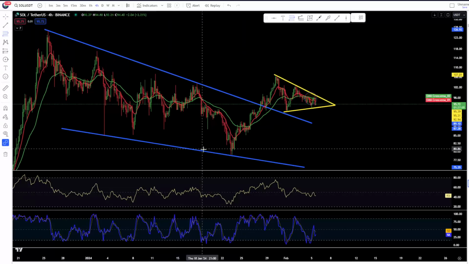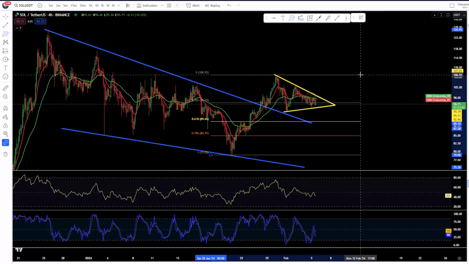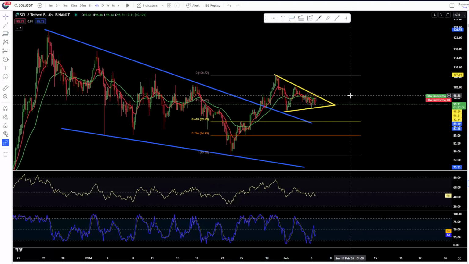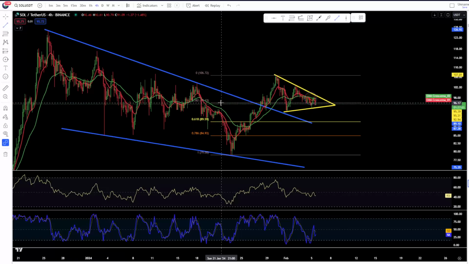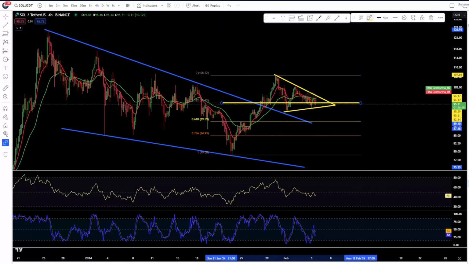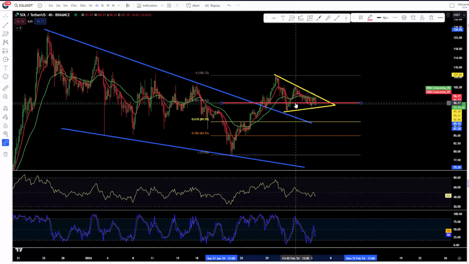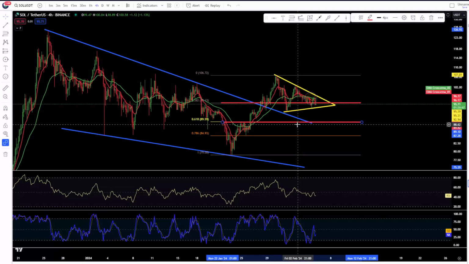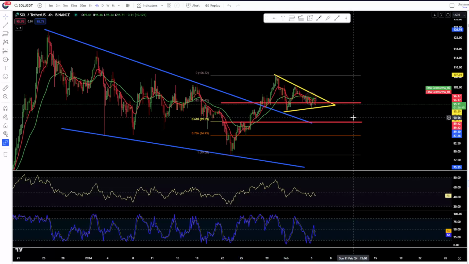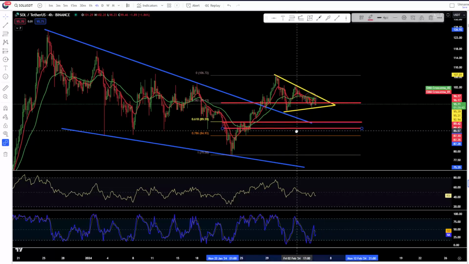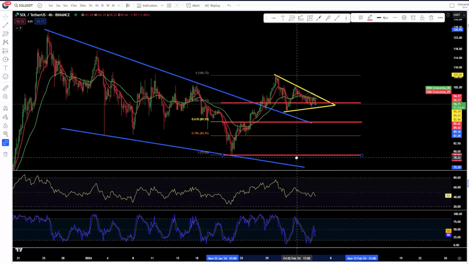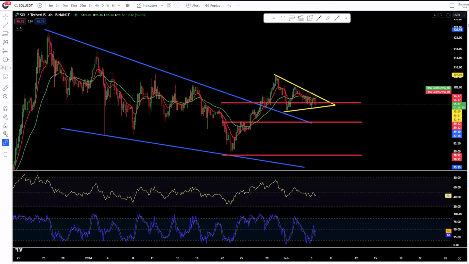In such a situation, it is worth checking potential support areas. And here we can see how the price is struggling to maintain the level of $96. However, if the level is broken and we exit the triangle at the bottom, the next support is around $89. And further support is visible at the level of $79.